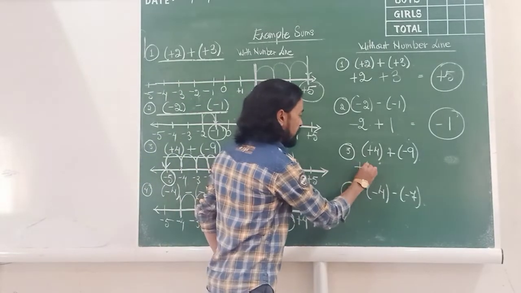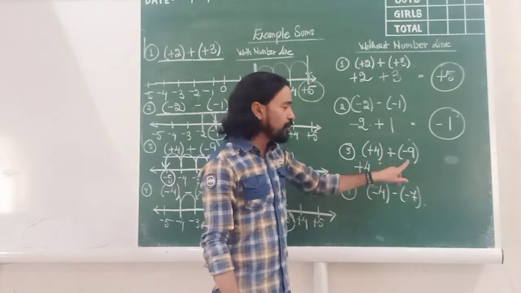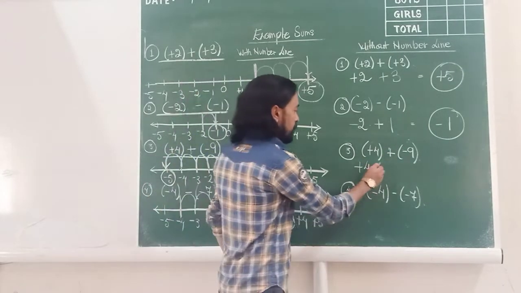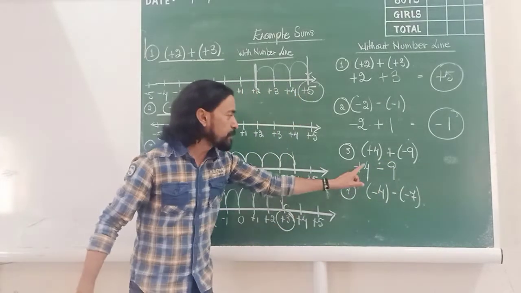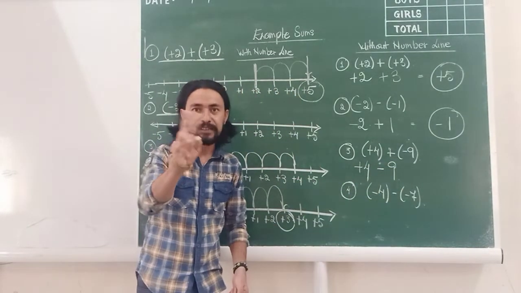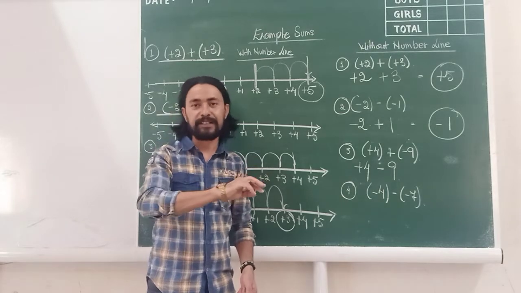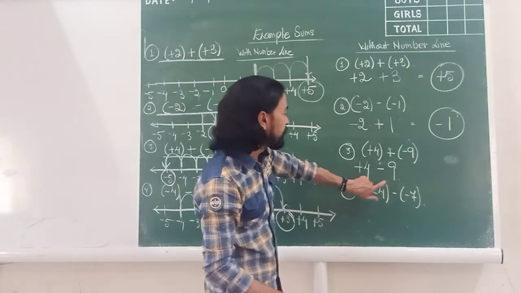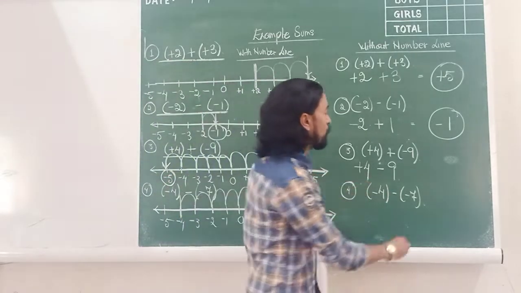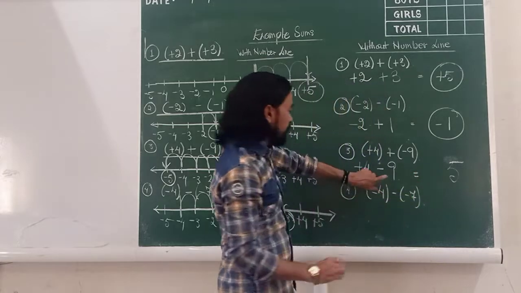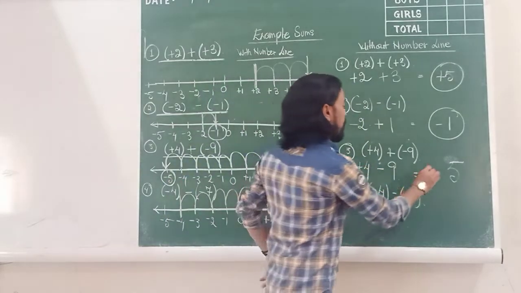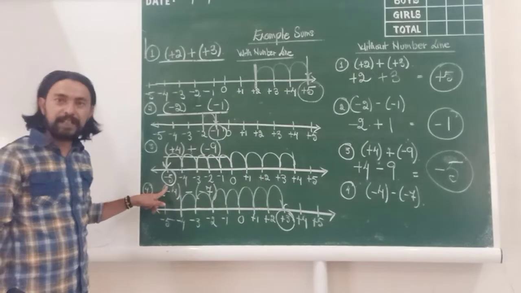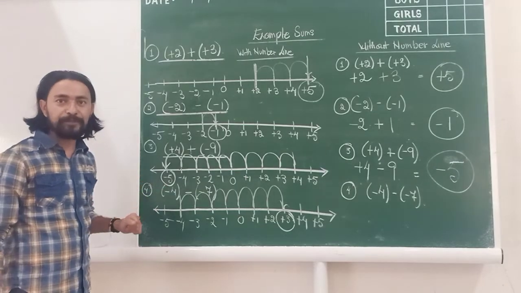Plus 4 comes out as it is. Plus into minus. Check the multiplication table rule. Plus into minus is minus. Now one is plus, one is minus. Two different signs, so I have to subtract. Same signs, add. Different signs, subtract. From the greater, take away the smaller. From 9, take away 4. 5. And take the sign of the greater number. Which is the greater number? 9. So my answer is minus 5. Same answer. No change.